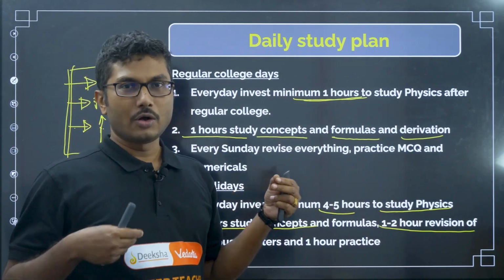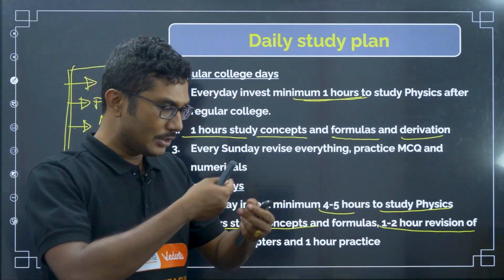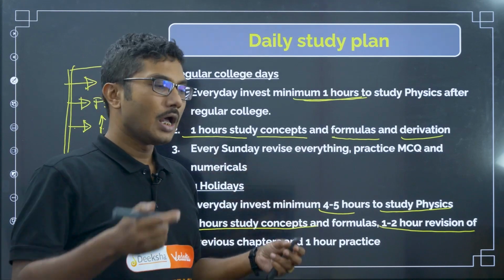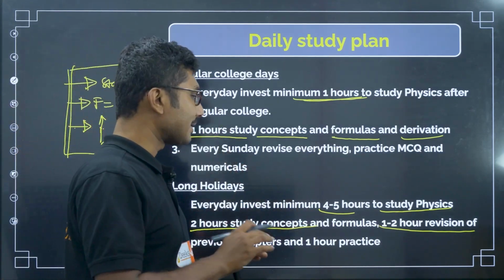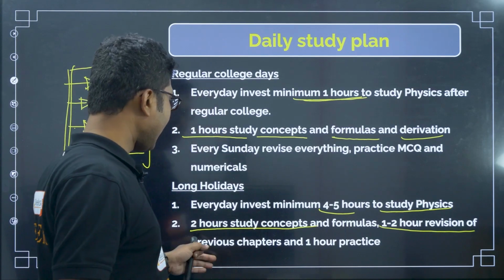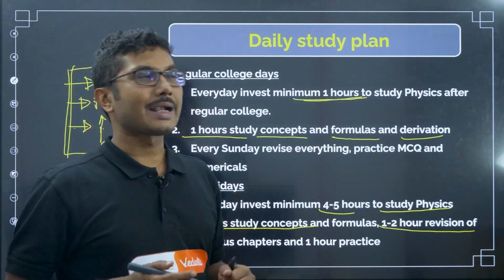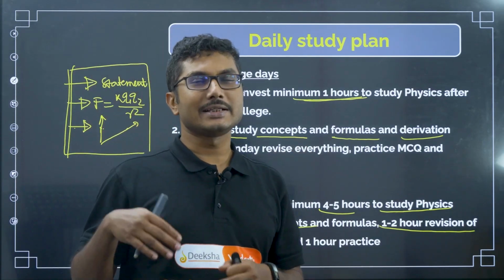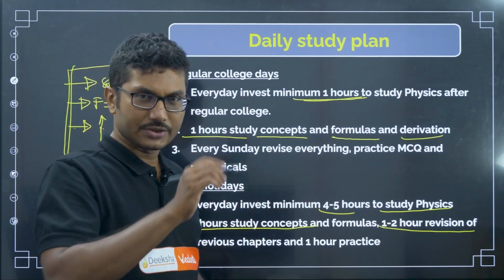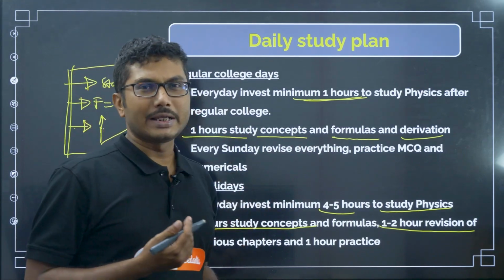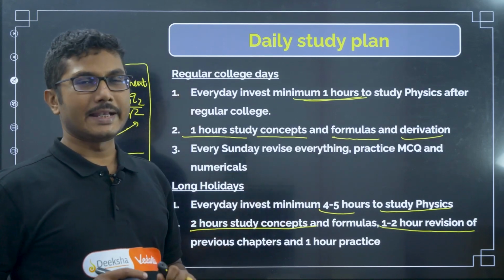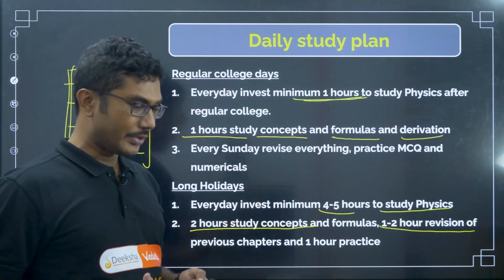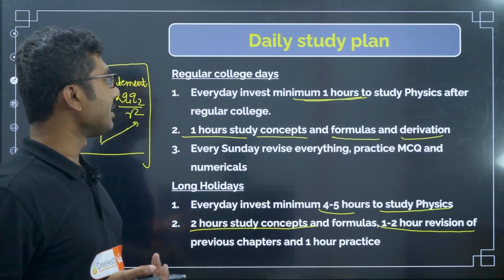Then 1 to 2 hours of revision, whatever you have studied, try to revise them. How to revise them? You have studied some notes, now close your notebook and try to write whatever you have studied, that's how you can revise them, okay. And 1 hour of practice means practicing numericals, practicing MCQs, practicing some questions. Whatever way you think is good for you, you can choose that way. I am not saying anything particular for this, you can do the practicing accordingly.